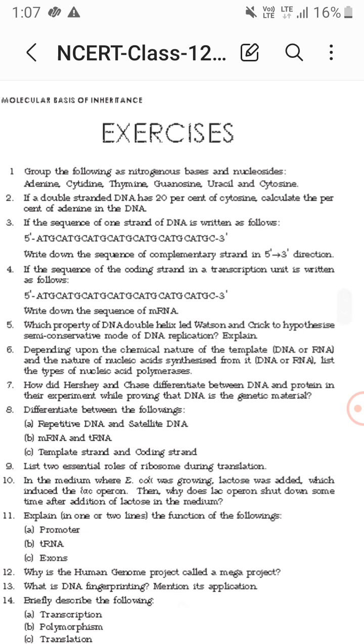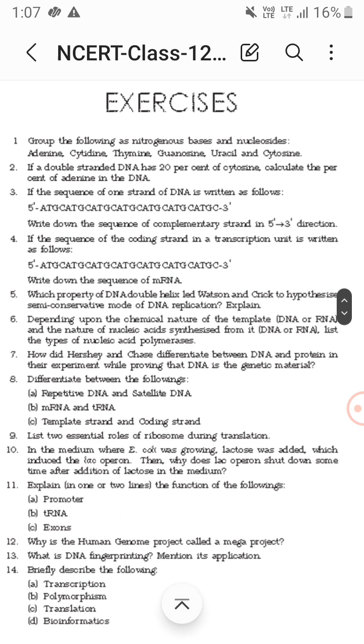The sequence of the coding strand in a transcription unit is written as follows. Write down the sequence of mRNA. This replaces the thymine with uracil.